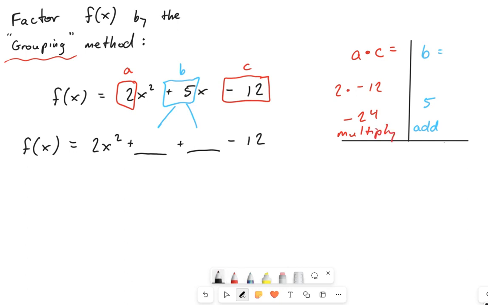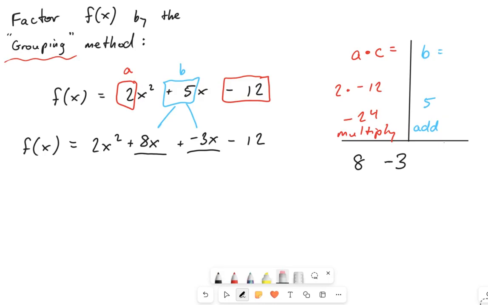Now you can guess around, and that's usually some trial and error, but I think I can get pretty close with 8 and 3, right? 8 times 3 is 24, and they're 5 apart. All I need to do is just make sure this one's a negative, right? If I say 8 and negative 3, now they multiply to negative 24, they add up to 5, I am good to go and just stick them over here.